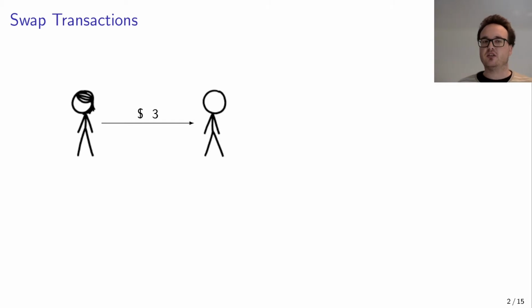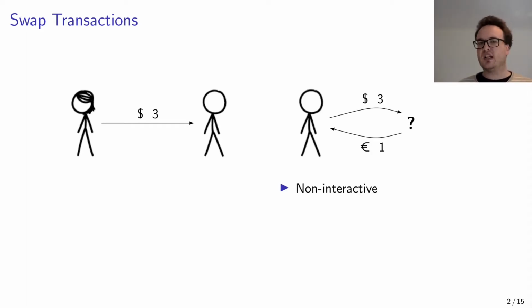So far for transactions, so we know how Megan can transfer $3 to Cuball, but how about swaps? A swap is more or less an exchange of tokens in some amount for another amount of tokens in a different type. And we want them to be non-interactive. So for example, Cuball wants to exchange his $3 for €1. And he just doesn't care who will actually fulfill the exchange, but of course somebody needs to exchange.